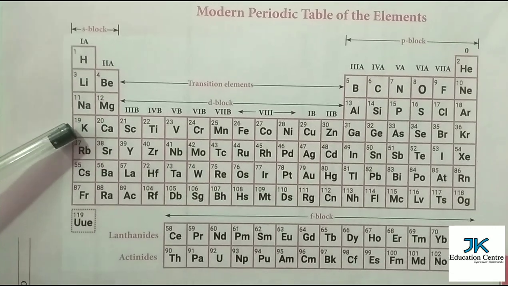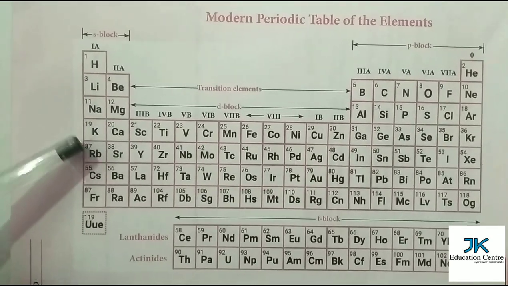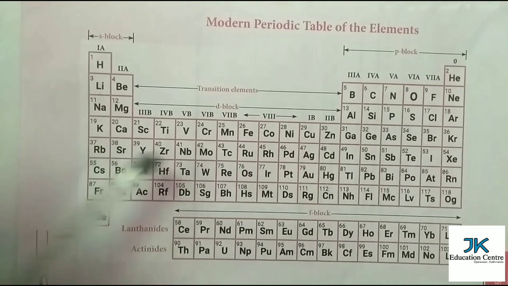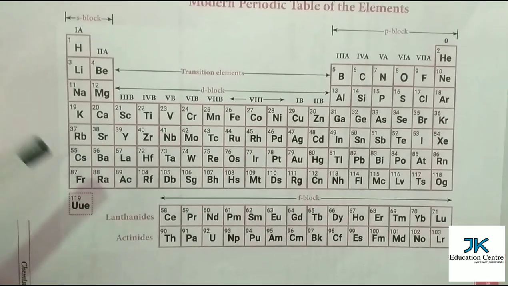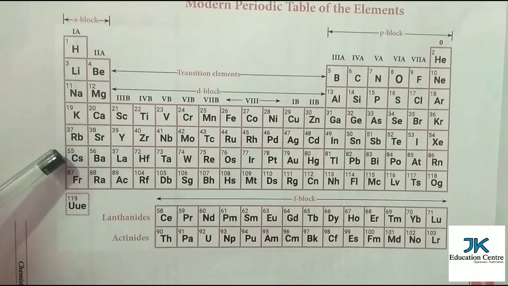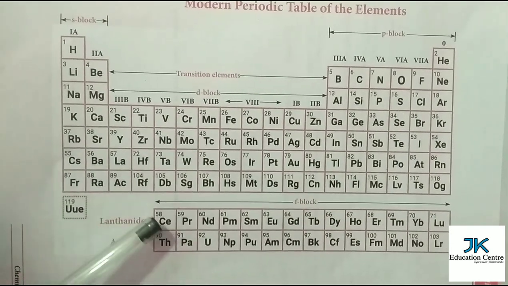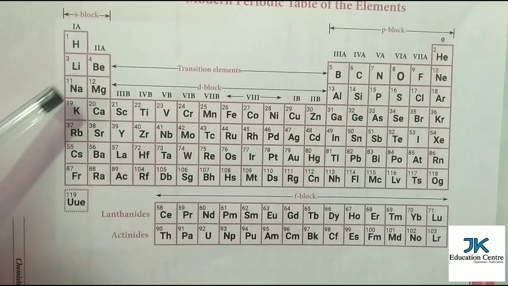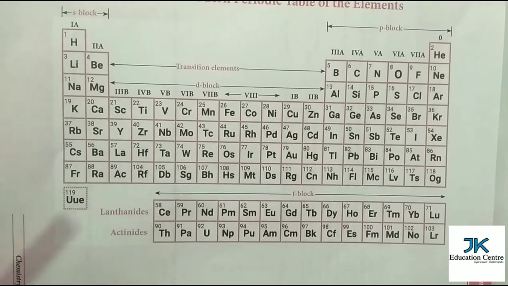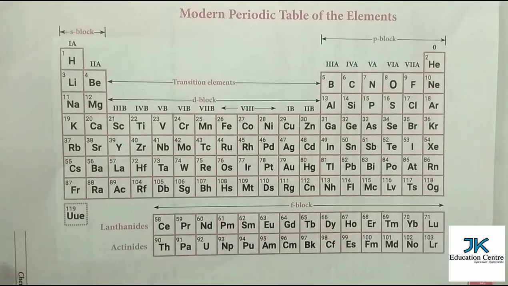And fourth and fifth are called long periods because each of them contains 18 elements. But the sixth one is called the longest period because it contains 32 elements, including this also. That's why very short, long period, and very long period. In this way, the periodic table is named.